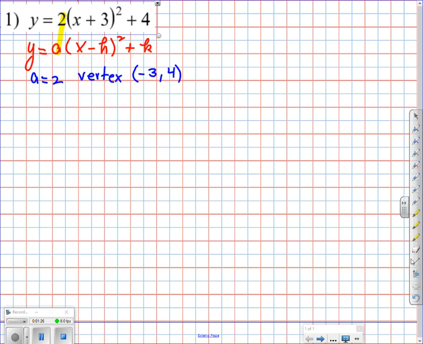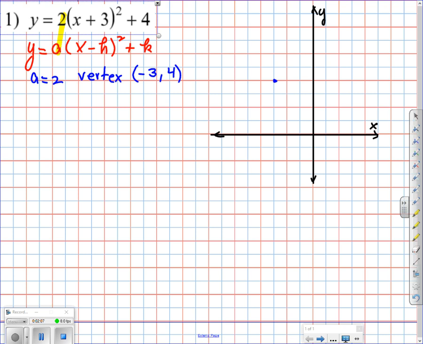Now to graph it, put in your x and your y-axis. Here's my y-axis, and here is my x-axis. And remember, the line goes on forever, never stops. So the vertex is at negative 3, 4. 1, 2, 3, negative 3, positive 4, 1, 2, 3, 4.